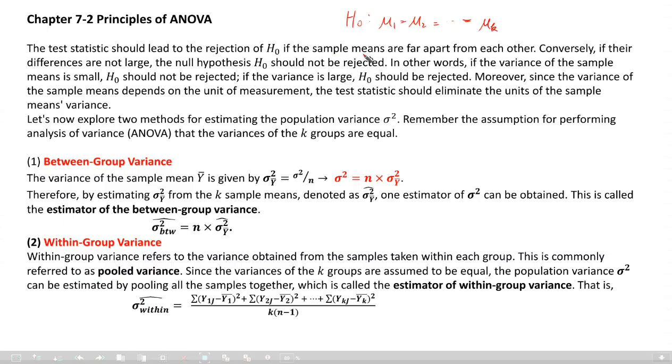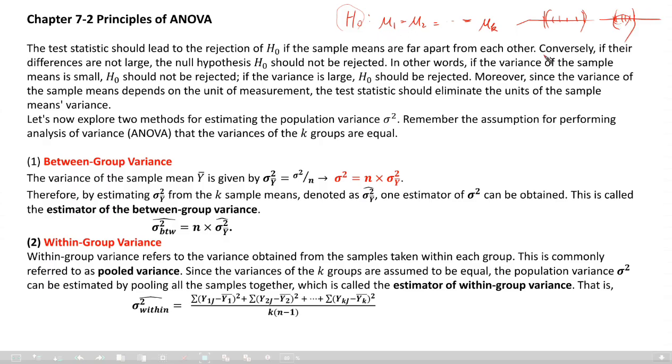If the sample means are far apart from each other, there are k many sample means distributed like this, then each sample mean is apart from another. Okay, then we have to reject H0. Otherwise, or conversely, if the sample means are like this, a small range, then we cannot reject H0.